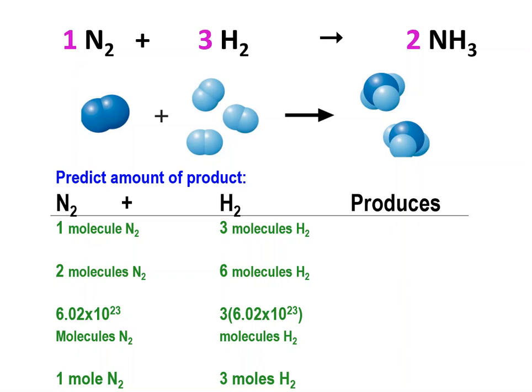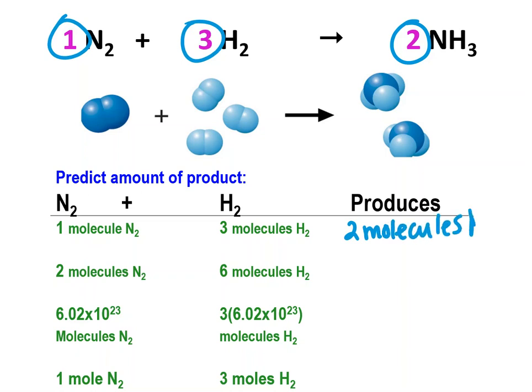Anyway, so look at how I'm using these coefficients down here. 1 molecule of N2 and 3 molecules of H2. What would we get? Well, I can use the coefficients basically right off to say I'm going to get 2 molecules of NH3.